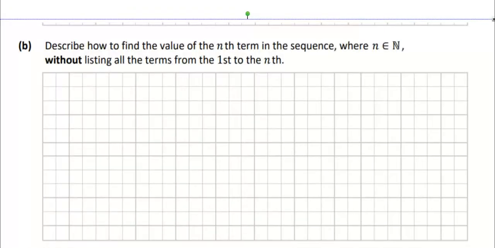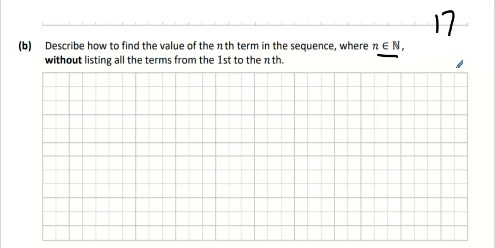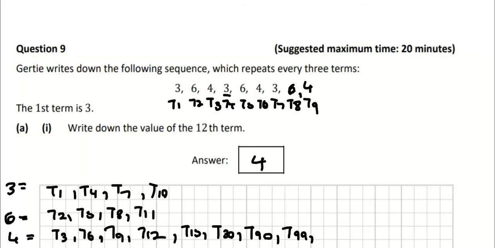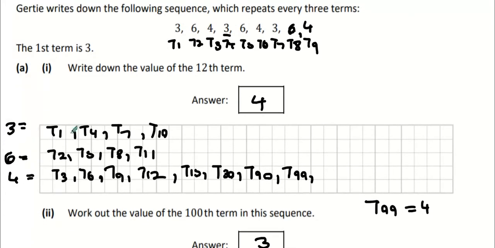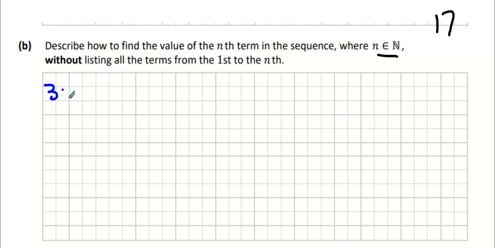Okay, so the 100th term must be equal to 3. Let's keep going. Describe how to find the value of the nth term in the sequence when n is a natural number. So it's like I pick a number at random, like 17. How do I know which one it is without listing all the terms from first to nth? Well, let's see if we can come up with a system here, okay? So it's like what I did earlier. I'm just going to list off these ones, right? So if you're the number 3, you're 1, 4, 7, 10.